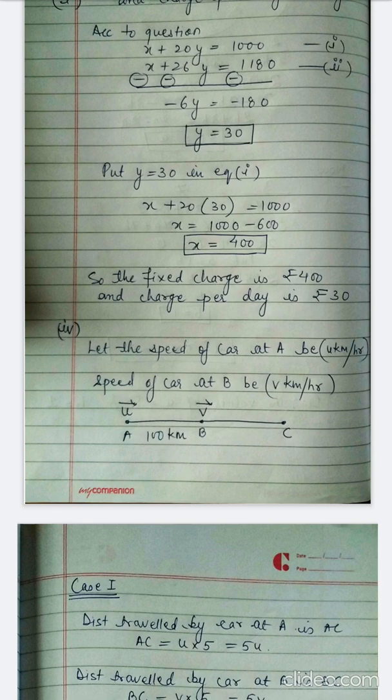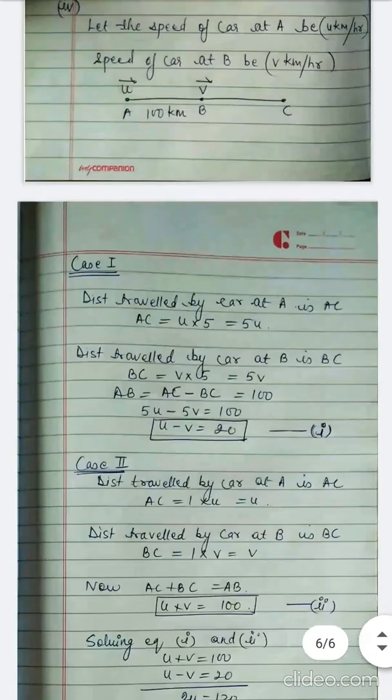If they travel towards each other, they meet in 1 hour. And if they travel in the same direction, they meet in 5 hours. This is the required condition. What are the speeds of the two cars? So what do we have to do? Here is case 1, when the cars move in the same direction and they meet in 5 hours.